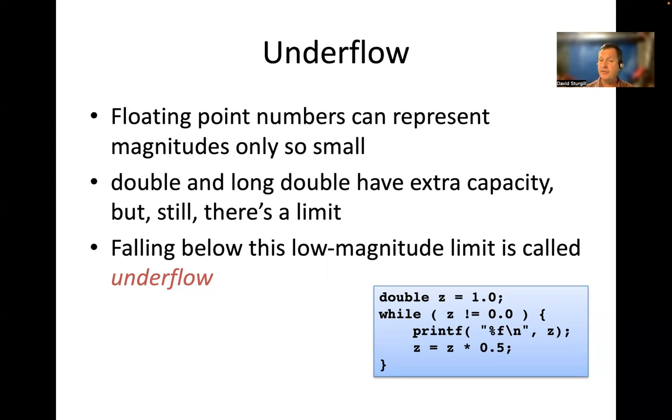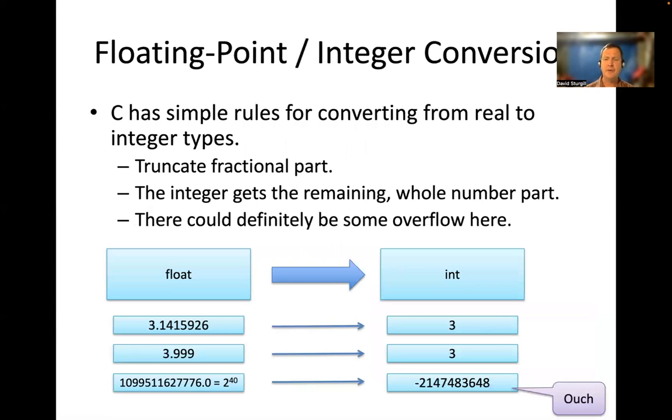I wrote similar code that starts with a 1, and on every iteration, it divides by 2, and then prints out the result. In principle, you should get smaller and smaller values on every iteration, but eventually, you're going to try to compute a value that's smaller than a double can represent. And in that case, it's going to approximate it with a 0. That'll terminate this loop. If you keep dividing by 2, you should never really hit 0, but this code will, because you will underflow. You will ask it to compute a magnitude that's too small for a float to represent.